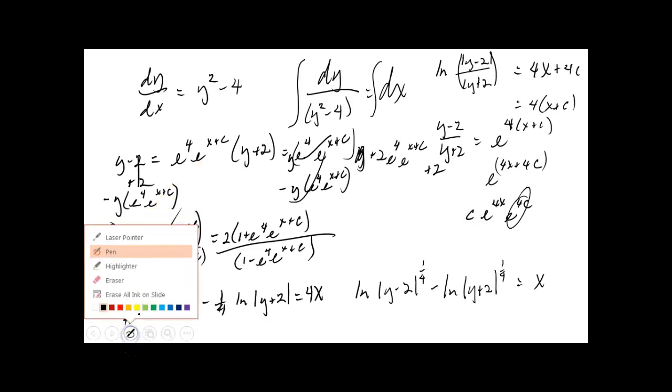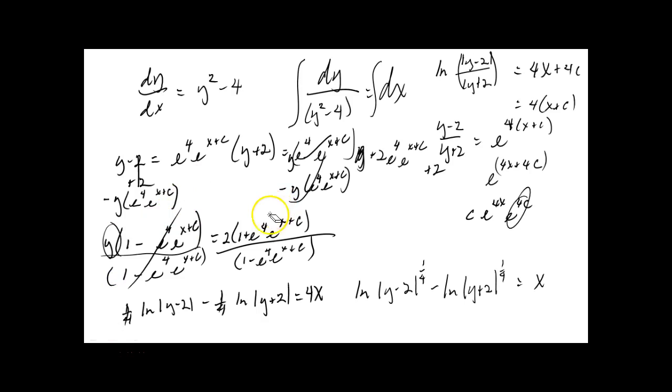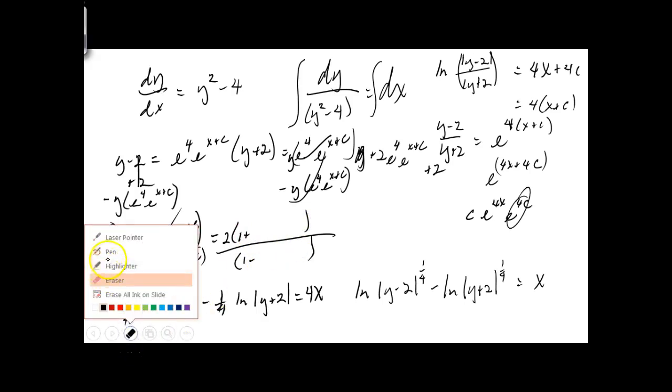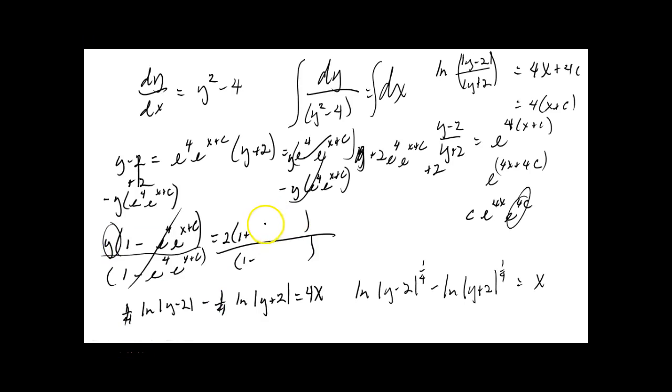So let me, here and here, because that's where I made the blunder. This is c e to the 4x, and this is c e to the 4x. Now we have our answer just like theirs. Sorry about that. That's where I made the mistake.